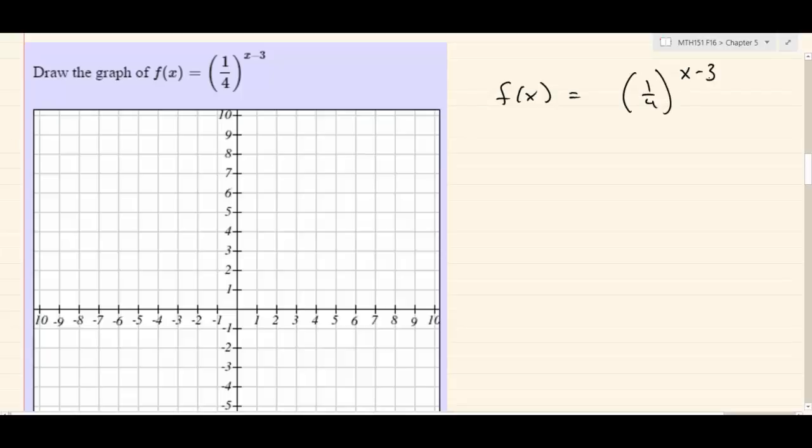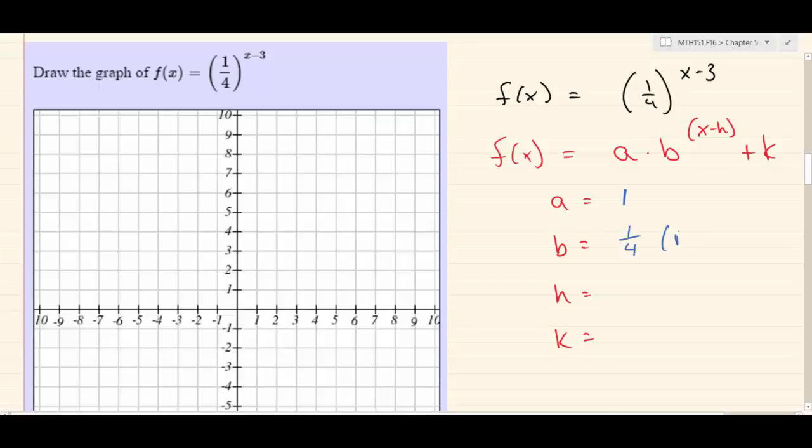(1/4)^(x minus 3). And again, we want to custom fit this to the format a times b to the x minus h plus k. And we'd like to know what is a, what is b, what is h, what is k. A is 1, b is 1/4, and this implies that we have a decay function. H is positive 3, k is 0.